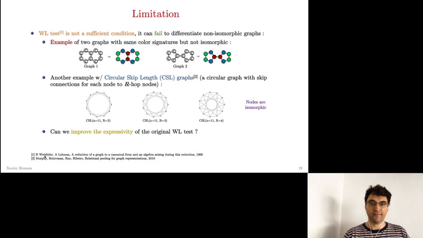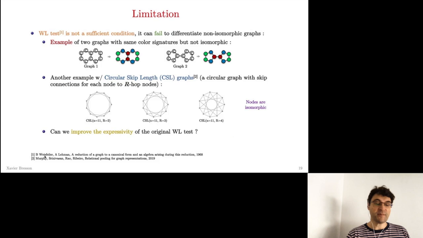Okay, so there is, however, some limitation with the original WL test. It is not a sufficient condition. So sometimes you have graphs which are not isomorphic but will produce exactly the same color signature. And the same also for these graphs. So can we improve the expressivity of the original WL test?